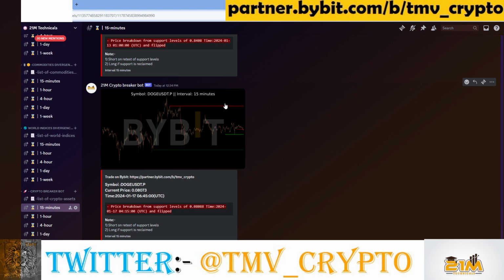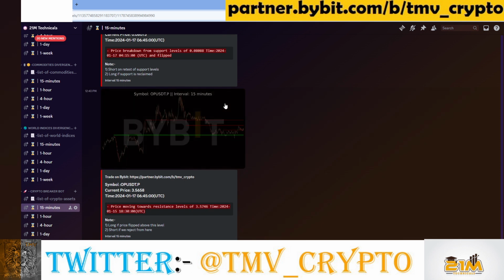Now, this is exactly where we shall be, because if it were just a support and resistance bot, I would have named it a support resistance bot, not a breaker bot. But this is a breaker bot. It identifies the breakout and breakdown of a coin from these levels. When these levels literally flip on the upside or the downside, the bot is going to notify you.